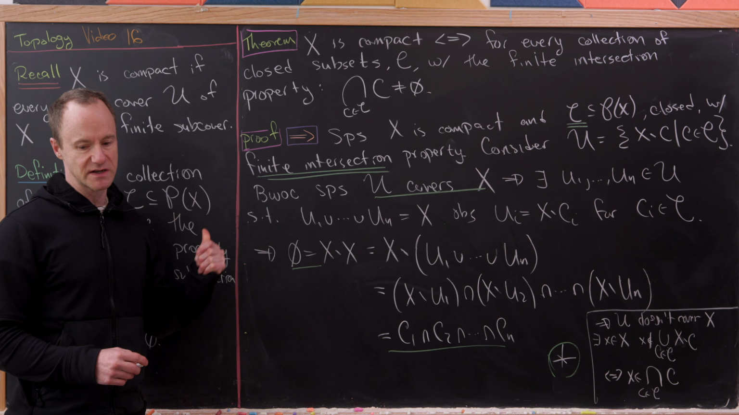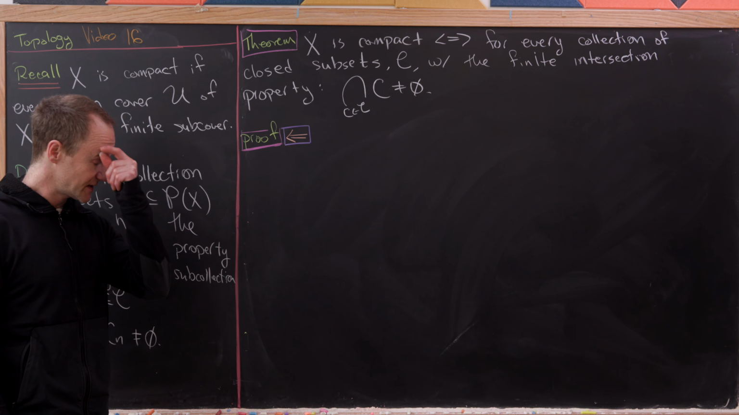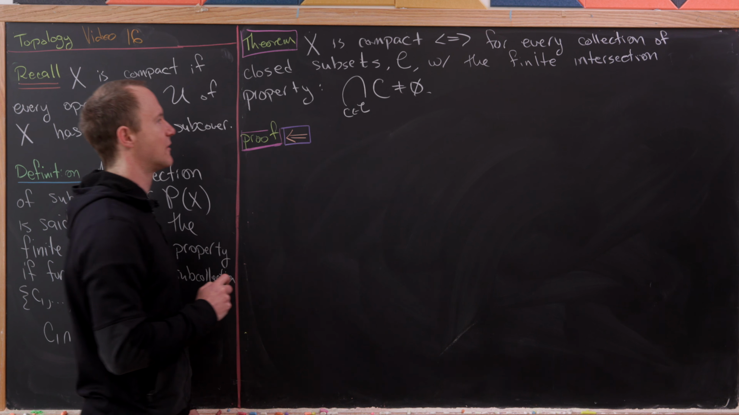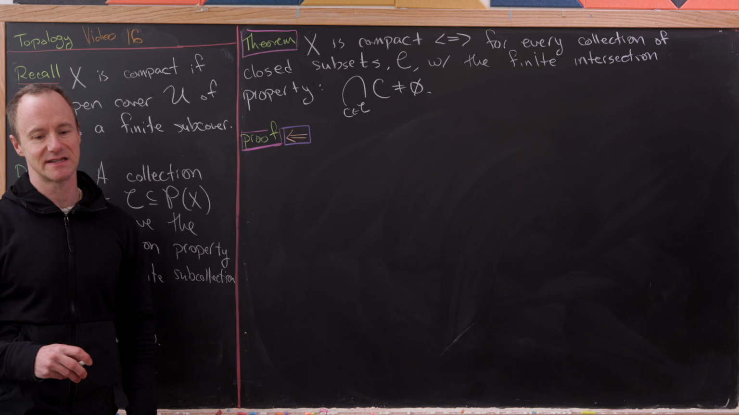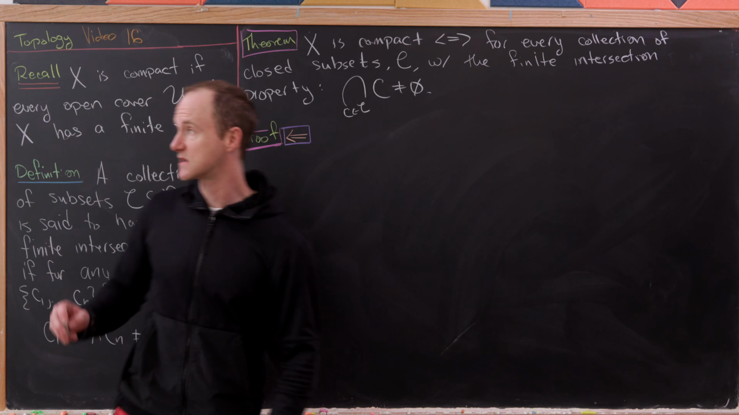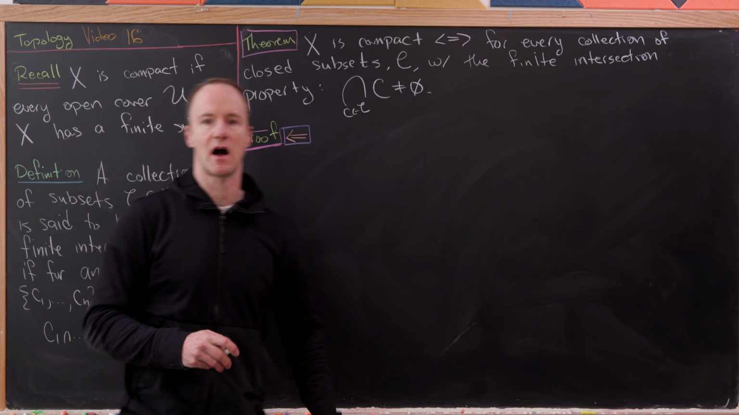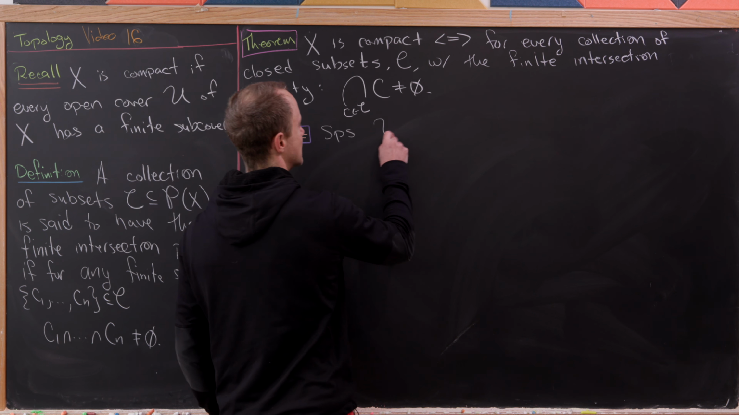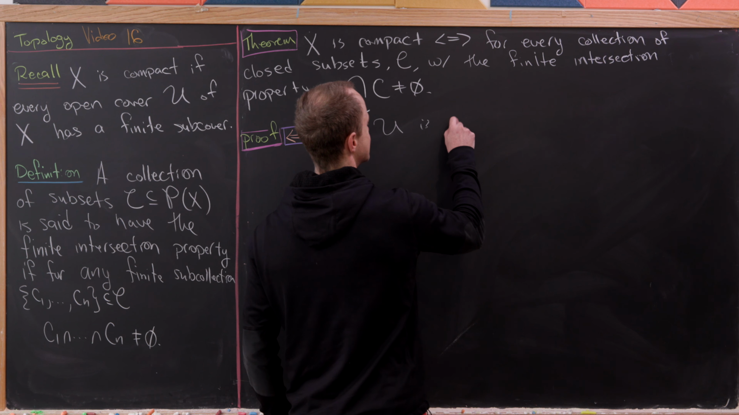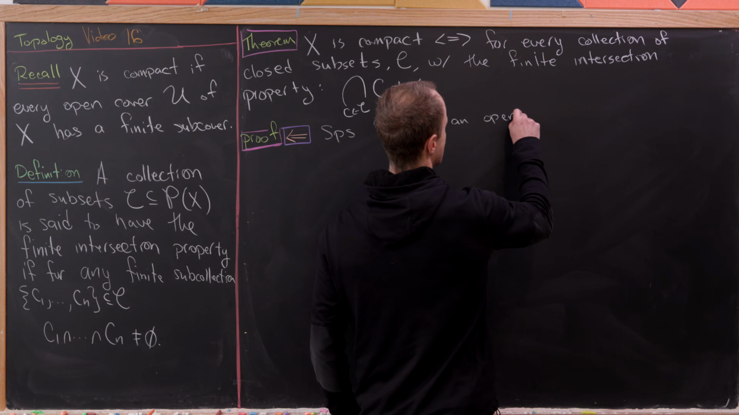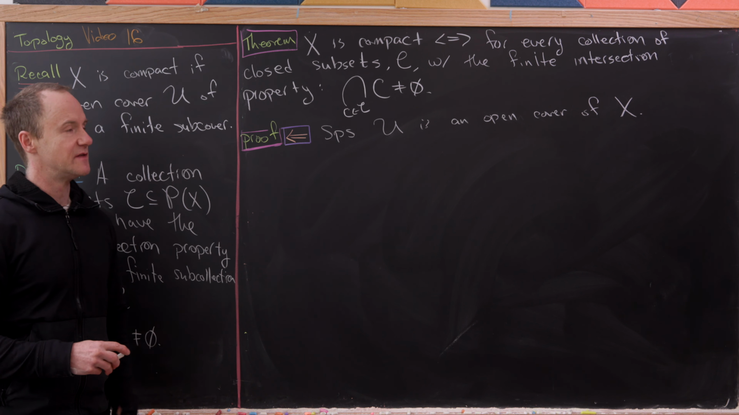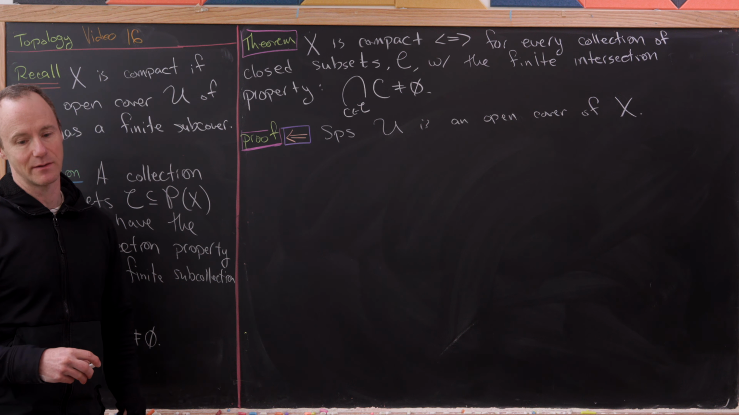Okay, so now let's move on to the reverse direction. Let's notice that we're going to assume all of this stuff over here and then prove that X is compact, proving X is compact using this definition of compactness over here. So that means we will start by supposing that U is an open cover of X, and then somehow extract from this U a finite subcover.